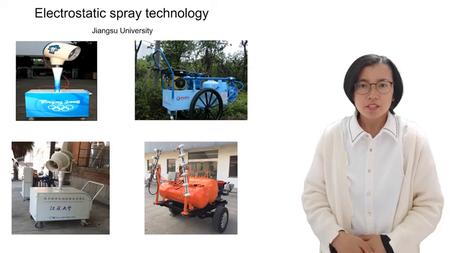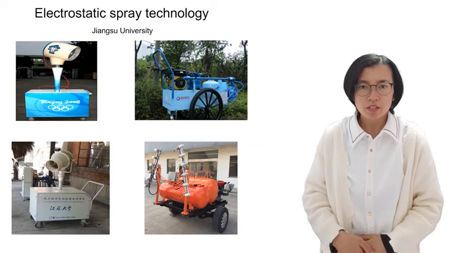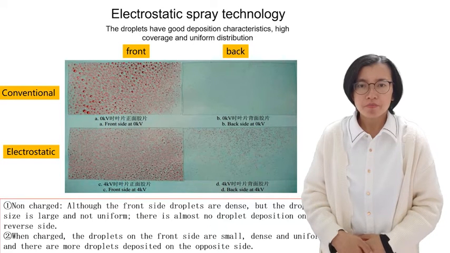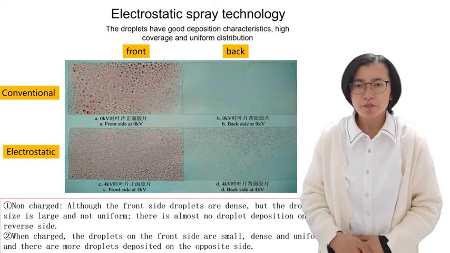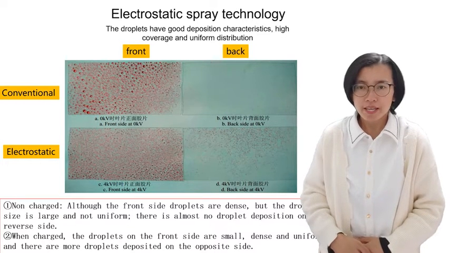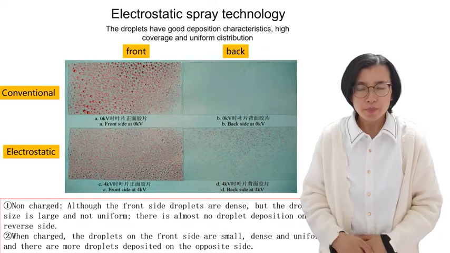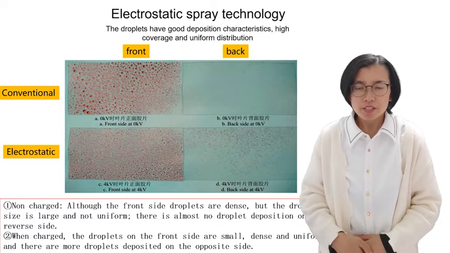Here is some electrostatic spraying machinery developed by Jiangsu University. Here is an image from the experiment. It is a little complicated. I will try to explain it in a simple way. The first row is the conventional method. That means no voltage is connected to this system.